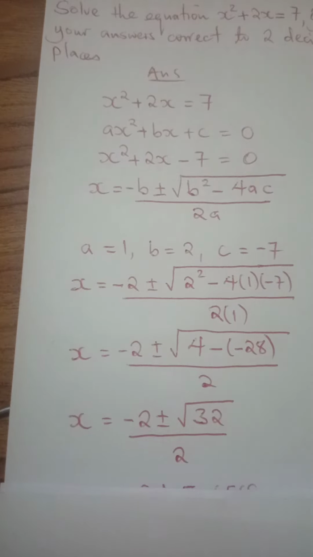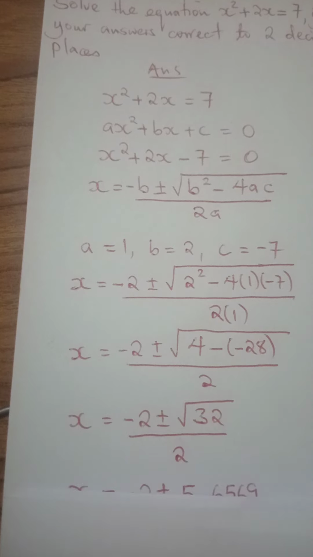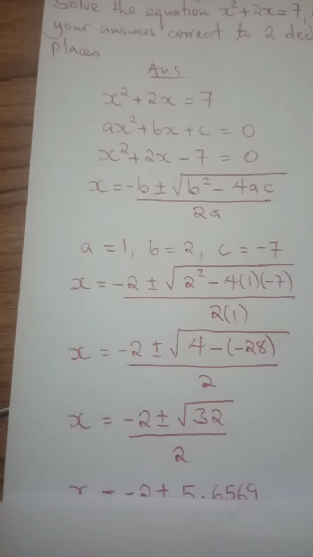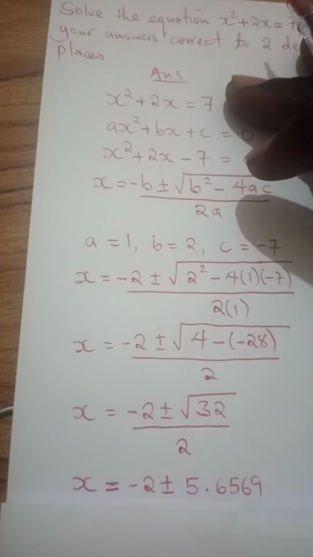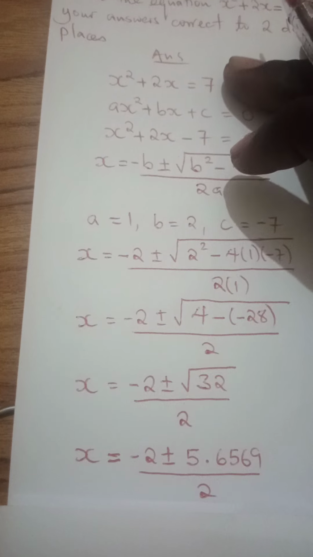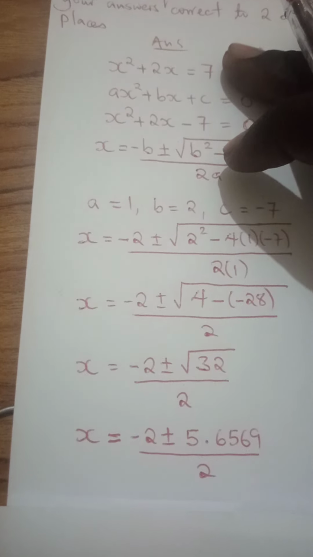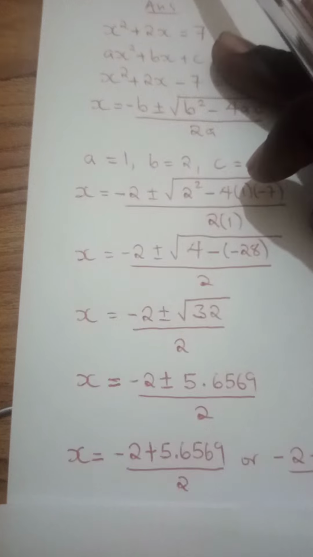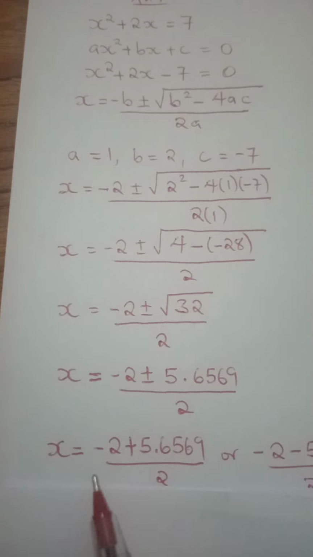So you need to get your calculator, and then from the calculator you need to find the square root of 32. So if we are to find the square root of 32, you find it is something like 5.6569. I've rounded it off to 4 decimal places before we do the final rounding off, and so it will be like that, divided by 2. Now on the plus or minus, it means x will be equal to, the first one will go with the plus, the second one will go with the minus. So let's say if the first one goes with a plus, then it will be negative 2 plus 5.6569, that is the square root of 32, divided by 2.